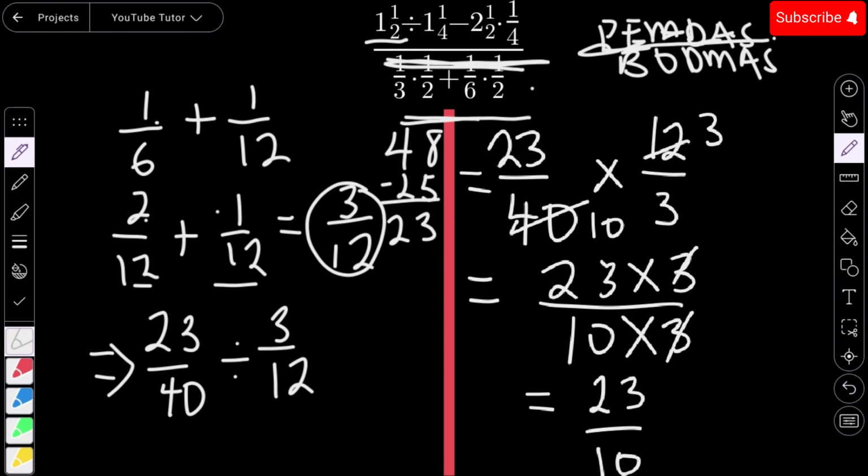This 23 over 10 is the same as 2 whole number 3 over 10, or better still, if you want it in decimals, it is 2.3. So with all this question you saw, this is how to simplify and get your answer using the simple PEMDAS and BODMAS rules.